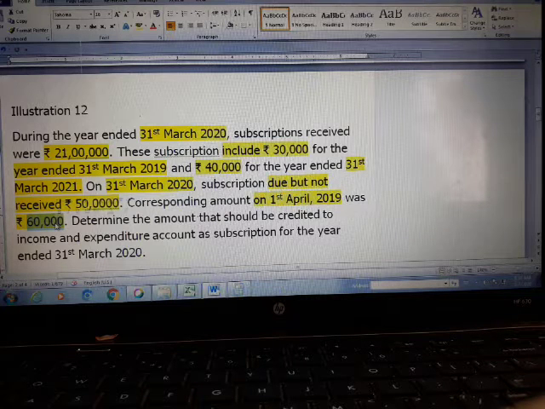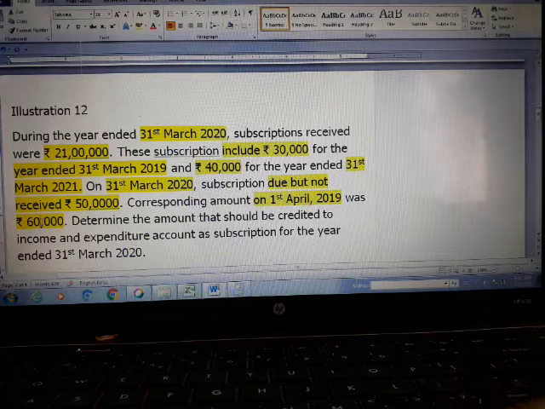how much we have received in our current year. We were able to receive 30,000 rupees because it said it includes 30,000 for the year 2019. That means from this 60,000 we received 30,000. So how much is still due in the previous year? 30,000 is still due in this 60,000.